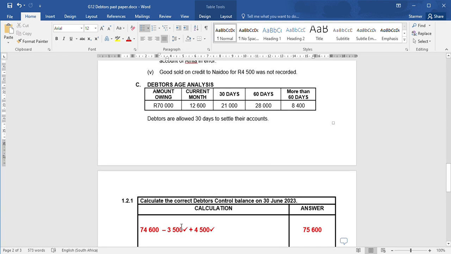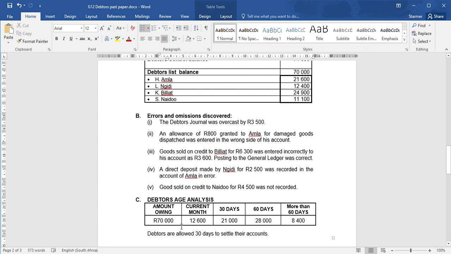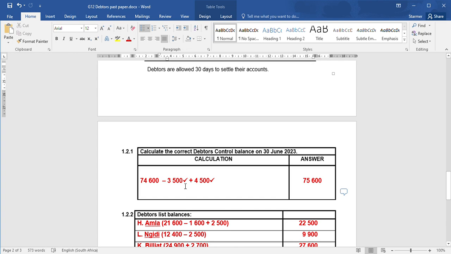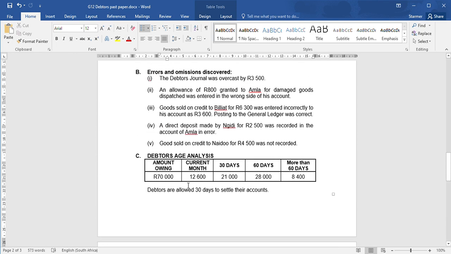Now when you're reading through the errors, you need to decide where the error has been made. Has it been made in one place or has it been made in more than one place? So the first one, for example, tells you that the debtors journal was overcast by 3,500. So it's only the debtors journal total that was wrong here. There was nothing wrong with the debtors ledger. But if the debtors journal was overcast, it means we've added 3,500 Rand too much to the debtors control account balance. So you're going to take that 3,500 and subtract it from the balance.